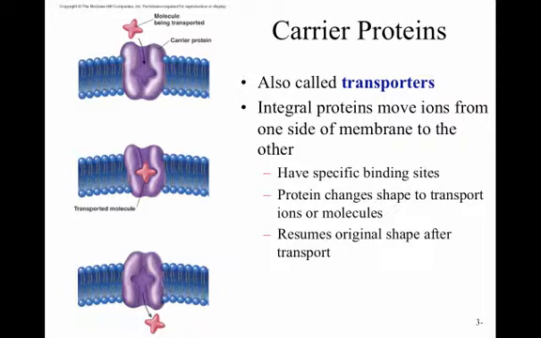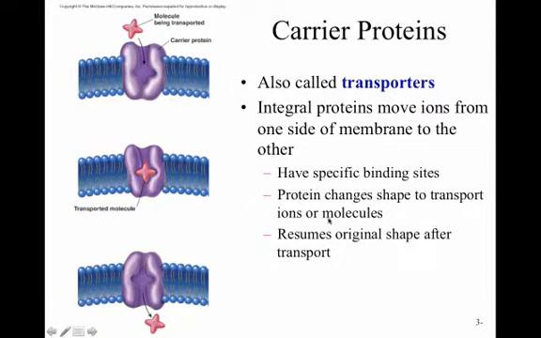Carrier proteins are also called transporters. So the channel protein doesn't change shape, it's just either closed or open, and then it just allows free movement of ions through. Carrier proteins will actually change shape, and so they're integral proteins that move ions from one side of the membrane to another.